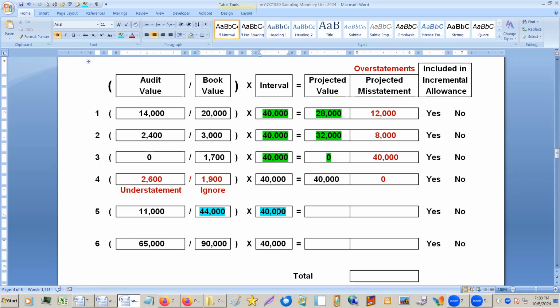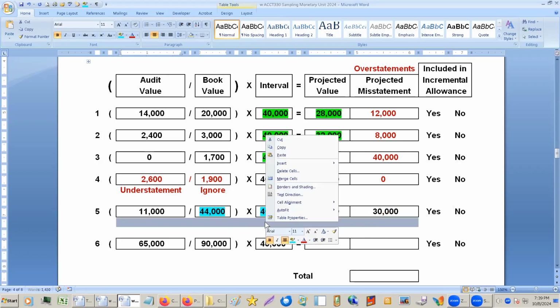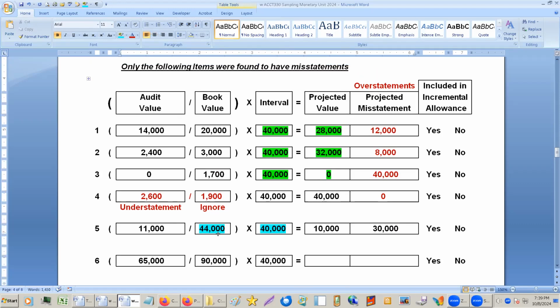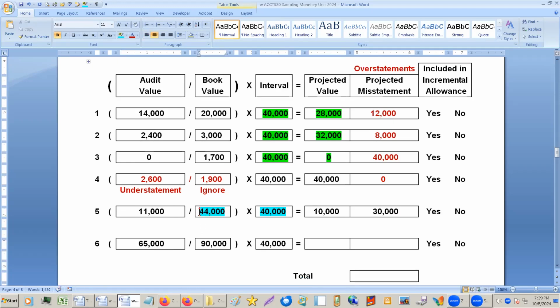Don't do what I'm going to do right now. I'm going to show you something different, but if we were to multiply this out, this would come out to 10,000, and this would come out to 30. Don't put these in. We're not going to do it this way. We're going to use the actual amount. So coming down here, we're going to take the actual amount that it is off by. This says on their books the book amount is 44,000. The audit amount is 11.